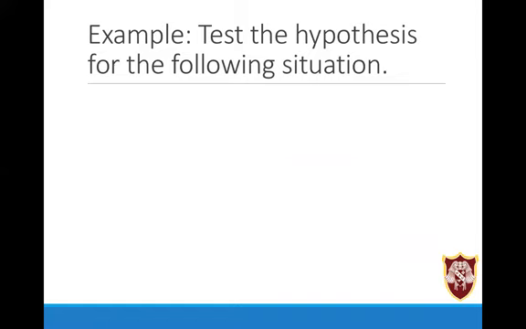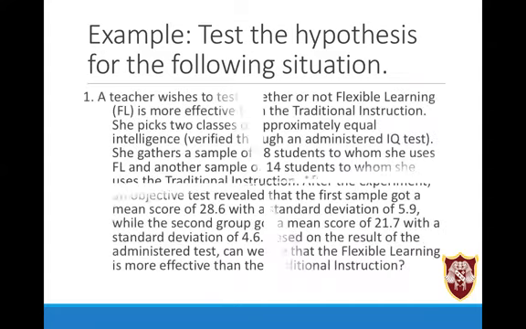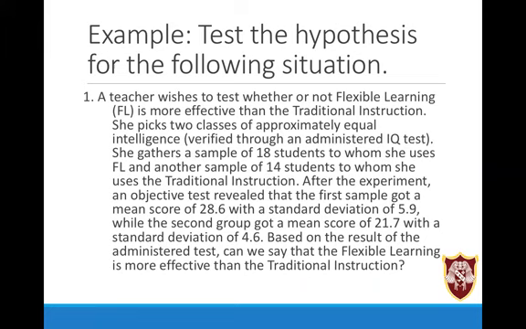Test the hypothesis for the following situation. Example number 1: a teacher wishes to test whether or not flexible learning, or FL, is more effective than the traditional instruction. She picks two classes of approximately equal intelligence, which is verified through an administered IQ test. She gathers a sample of 18 students to whom she uses FL, and another sample of 14 students to whom she uses the traditional instruction.